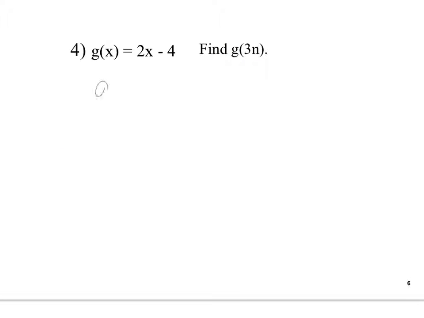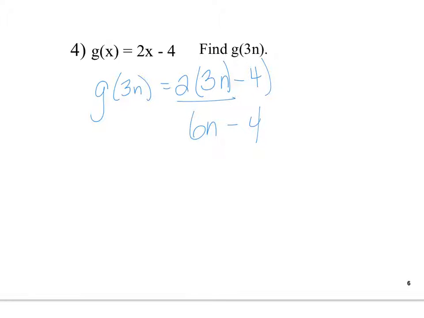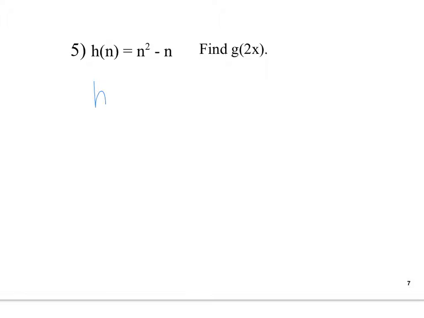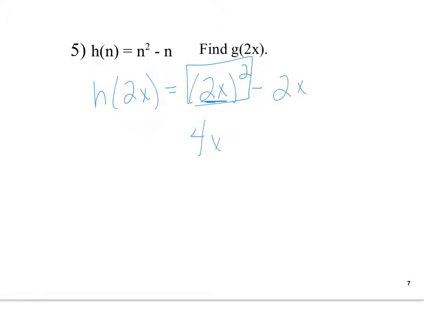Okay, 3n. G of 3n is equal to 2 times 3n minus 4. So just multiply these together: 6n minus 4. Then h of 2x we want to find. This is where we start to use our exponent rules and things like that. So when I am squaring 2x, it is a monomial, so I can simply square the 2, square the x, and that's it.